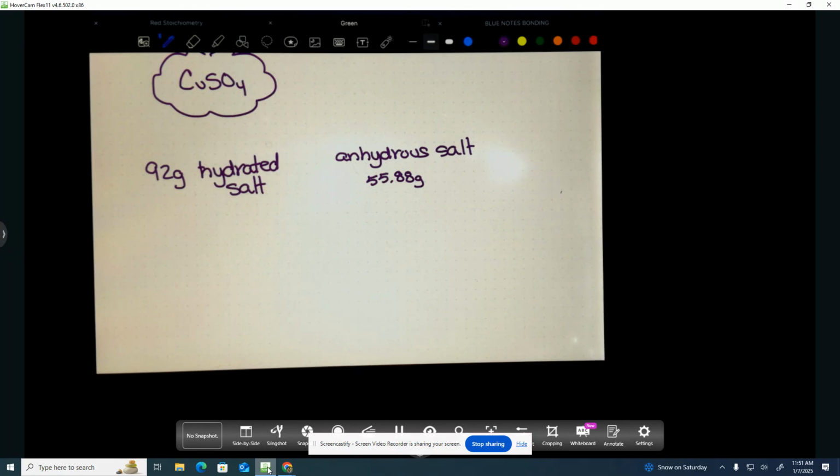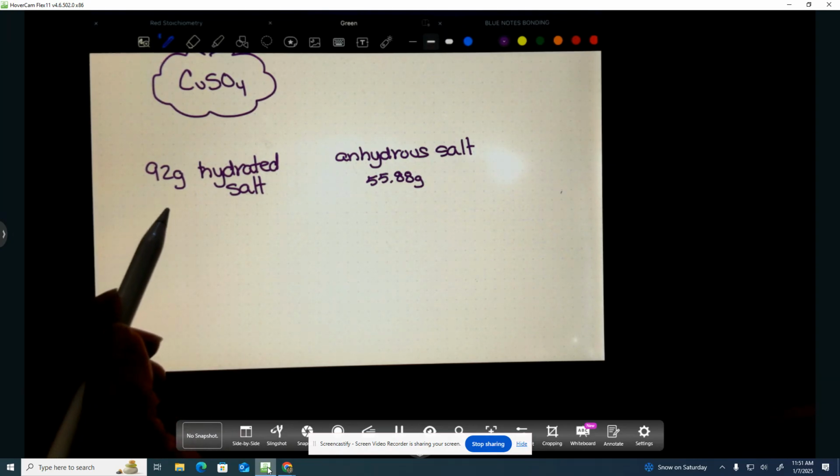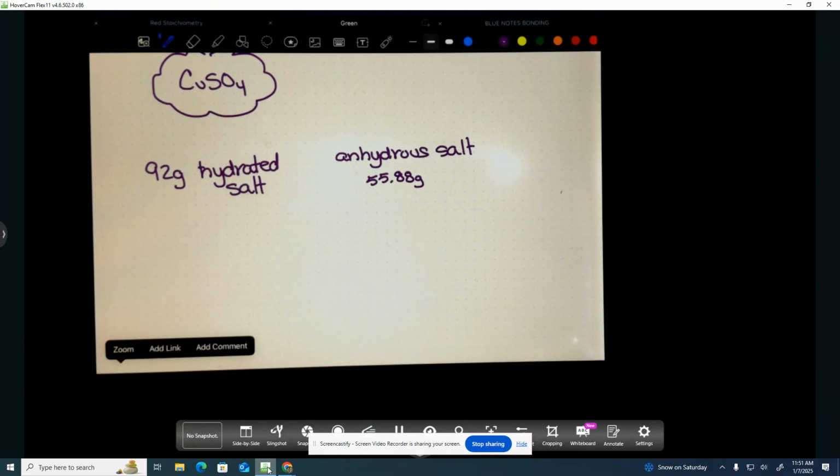55.8. Okay? So you're going to have 2 measurements in your lab. You're going to have the mass of the hydrated salt, and you're going to have the mass of the anhydrous salt. Now, you're also going to have the mass of the dish, and you're going to have to subtract that too. But let's take one step at a time. Okay? So we have the hydrated salt, and we have the anhydrous salt.